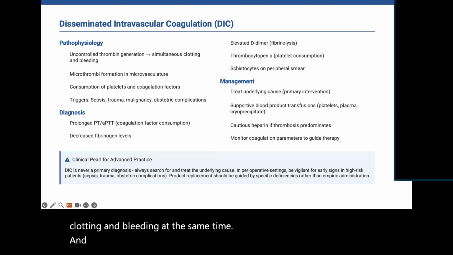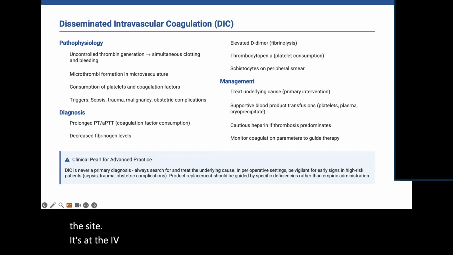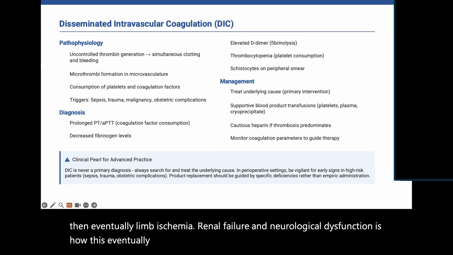And the hallmark sign that you're going to notice is oozing at the sites, at the IV insertion sites. They can then go on to develop mucosal bleeding, petechiae, purpura, and then eventually limb ischemia, renal failure, and neurological dysfunction is how this eventually leads to death.